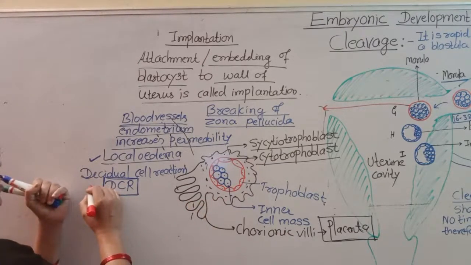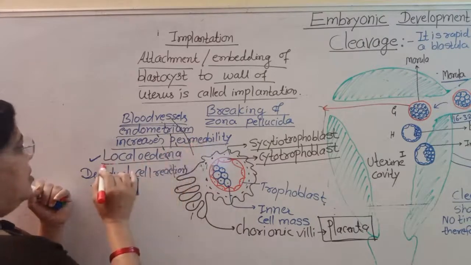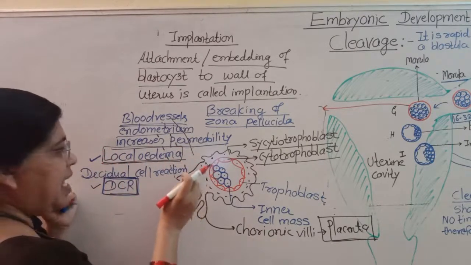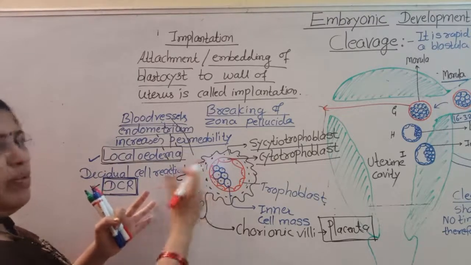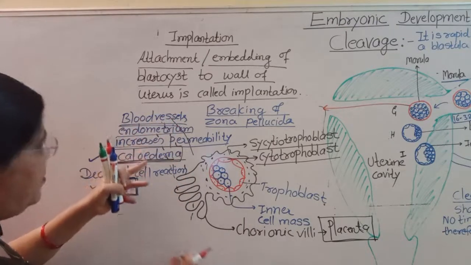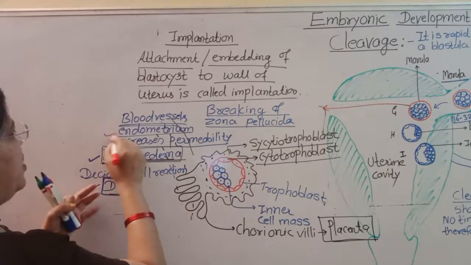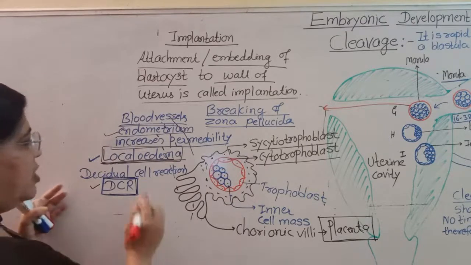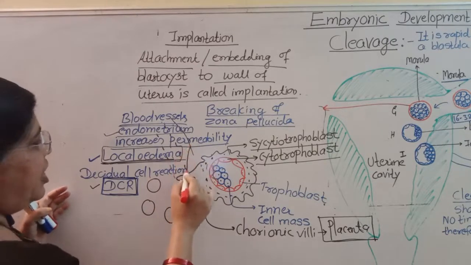So, during decidual cell reaction, there is appearance of local edema, meaning a slight swelling of the endometrium wall takes place at the site of implantation, and hence this is called local edema. Blood vessels present in the endometrium increase permeability. Also the endometrium wall increases permeability, and in the endometrium some fibroblasts are present. This is the endometrium wall.